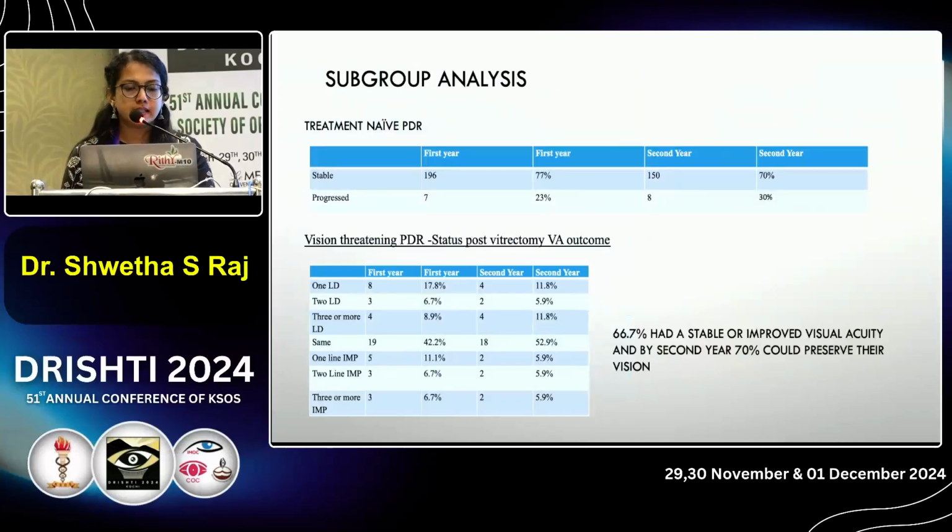As a subgroup analysis, when it was checked, the treatment naive PDR showed a progression that 30% were progressing to vitreous hemorrhages or tractional retinal detachments. In status post vitrectomy patients, at the end of the first year, 66.7% had a stable or improved visual acuity, and by the end of 2 years, 70% could preserve their vision.